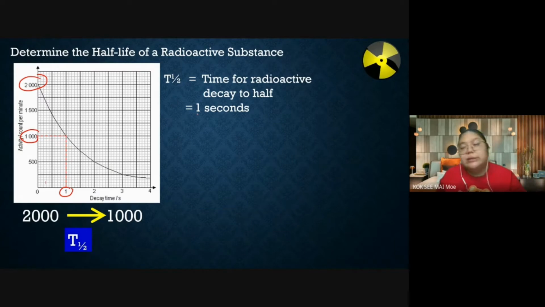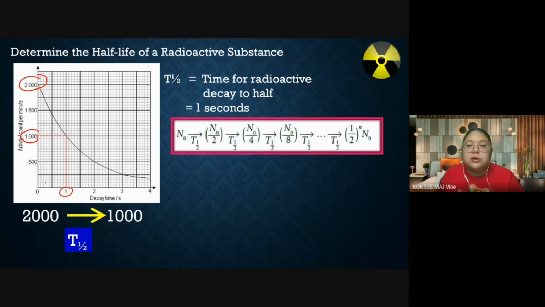So how long? 1 second only. So that means this one is a formula. So that's why I tell you, don't memorize the formula. It's too complicated. We're just using our concept to understand what a half-life means.